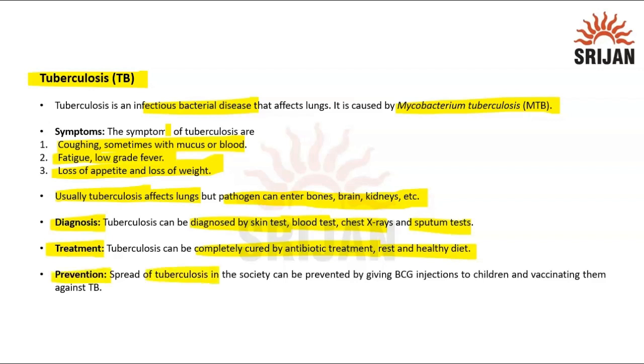Obviously, the spread of tuberculosis can be prevented in society and in areas by giving BCG injections, as I told you, to the children and vaccinating them against TB, which is the most effective way to control tuberculosis. So these are the common respiratory diseases that we found in our environment.